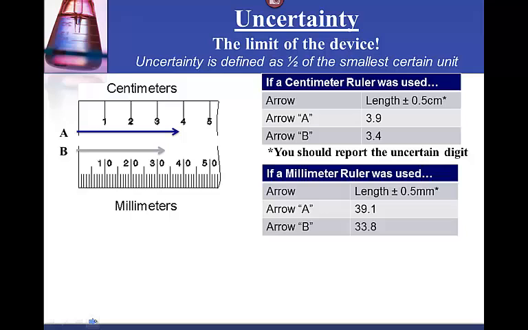Now, if it were a millimeter ruler, then we could say that A is 39.1 millimeters plus or minus 0.5 millimeters, and arrow B is 33.8 millimeters plus or minus 0.5 millimeters, because we can see between the millimeter lines, and therefore we can estimate to the tenth of a millimeter, whereas with the centimeter ruler we could only measure to the tenth of a centimeter.